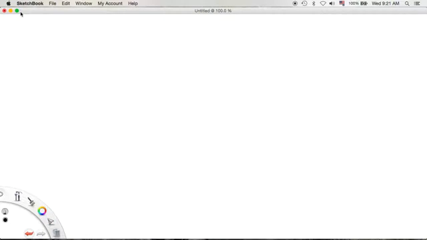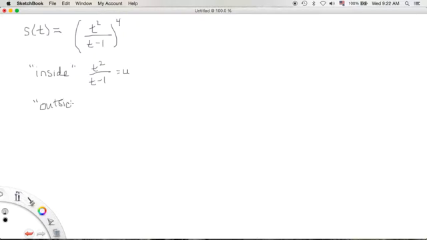Now, sometimes it's just a little bit more complicated. Say we have this position function. So our inside is t squared over t minus 1, and our outside is u to the 4th. So the derivative would be, use the power rule here, so 4 times our u, bring the power down 1, times, then we take the derivative of the inside part.